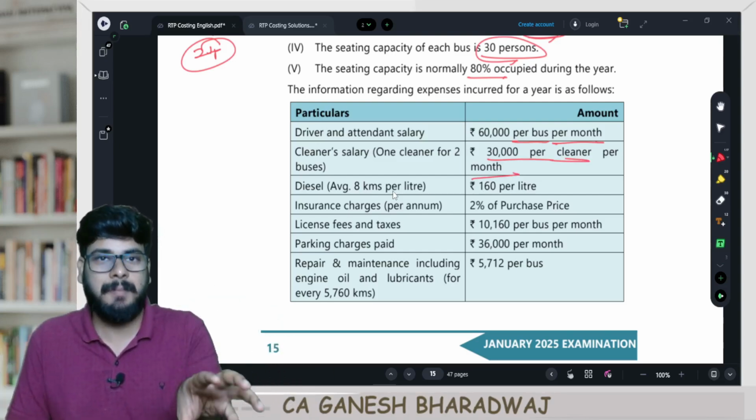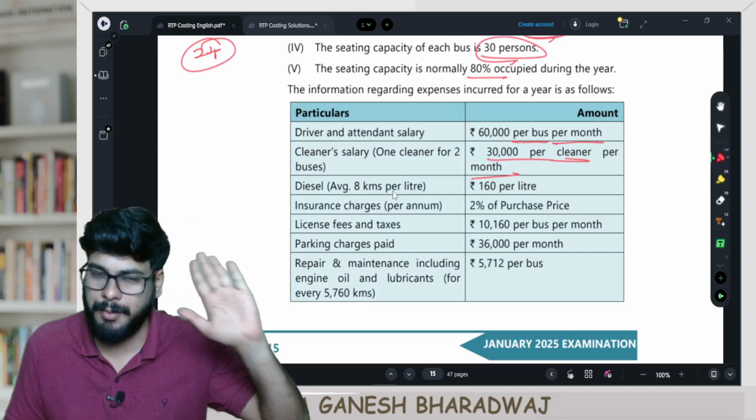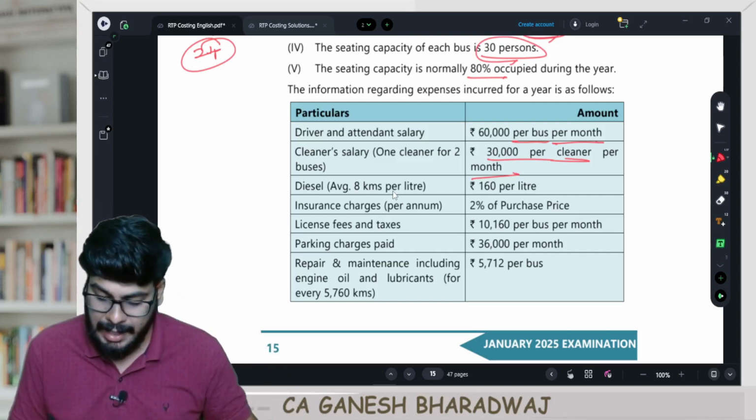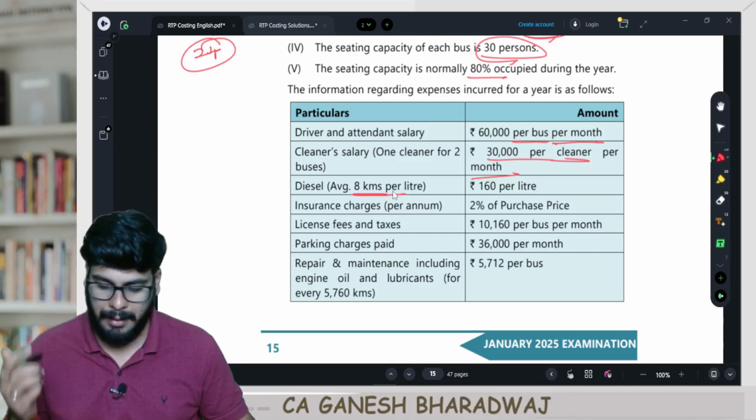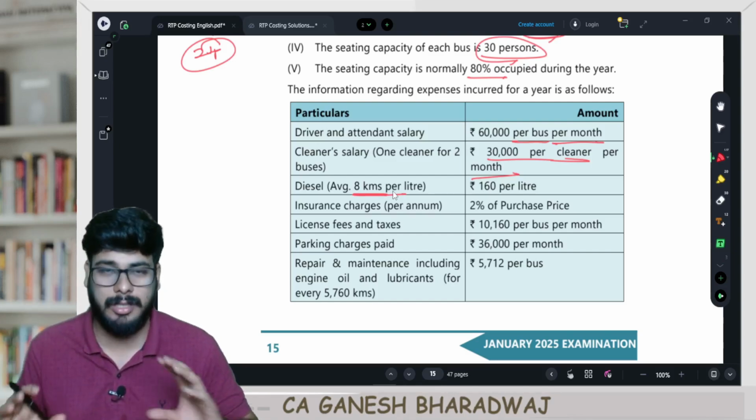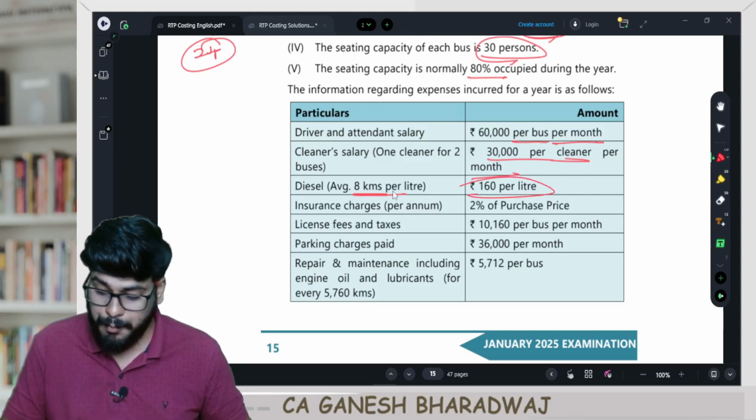Ideally speaking, per bus the cleaner cost is only going to be 15,000 rupees. Clear with this? Next, diesel average 8 kilometers per liter. So the mileage is 8 kilometers. Excellent bus it seems, because even my car gives only more or less this much. Okay, 160 rupees per liter.